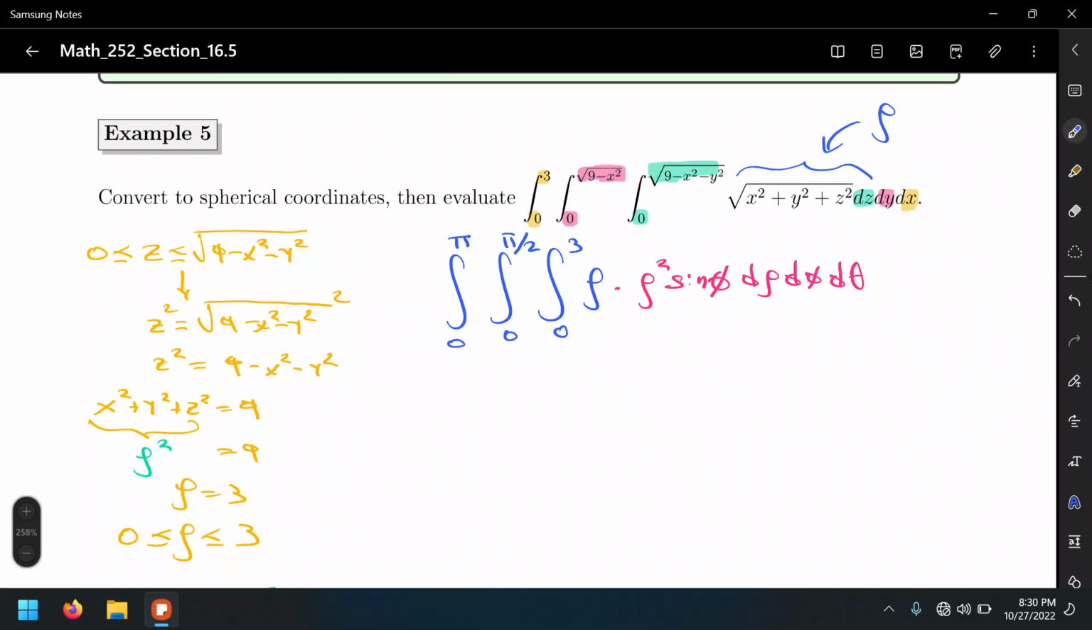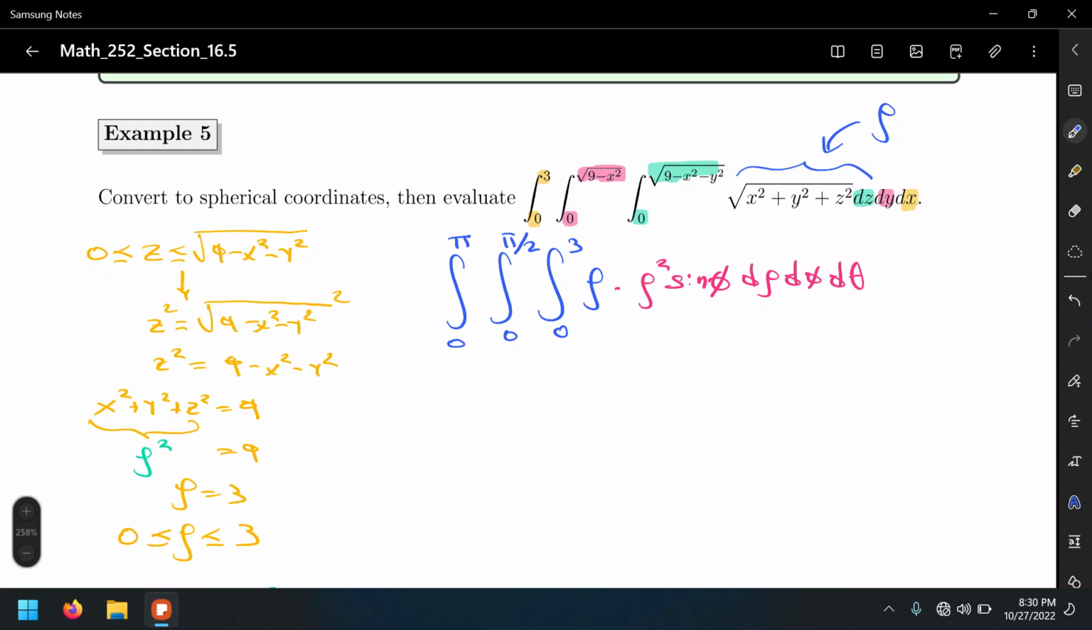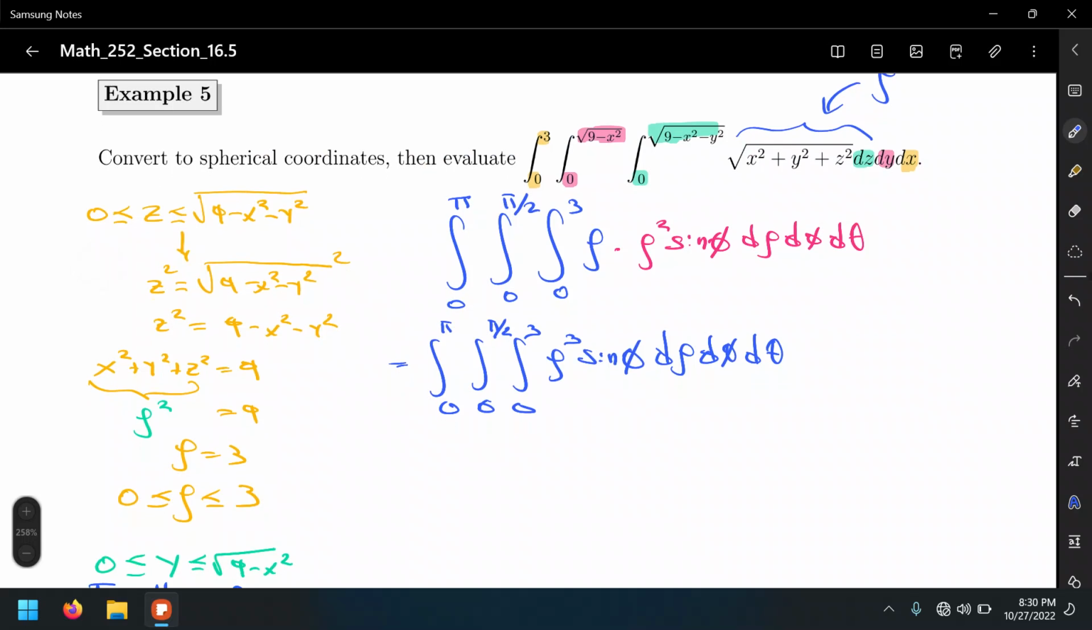Okay. So let's evaluate this integral, which actually is not as bad as it looks. I think the hardest part is the setup. Even if you try to evaluate the integral as is, it's actually impossible with the methods that we know to integrate. So this is the triple integral, theta from 0 to pi, phi from 0 to pi over 2, rho from 0 to 3, of rho cubed sine phi d rho d phi d theta. So we're going to integrate with respect to rho.